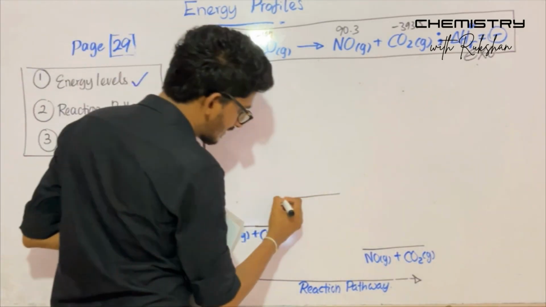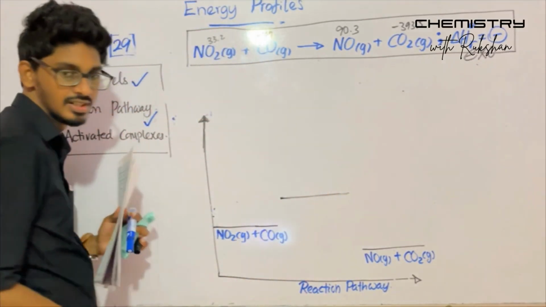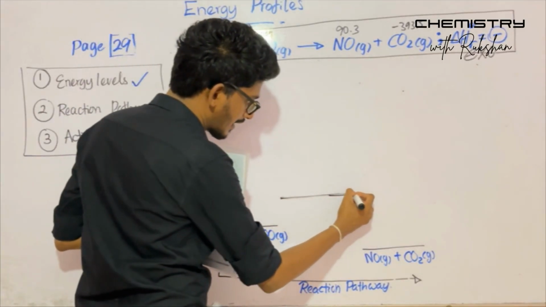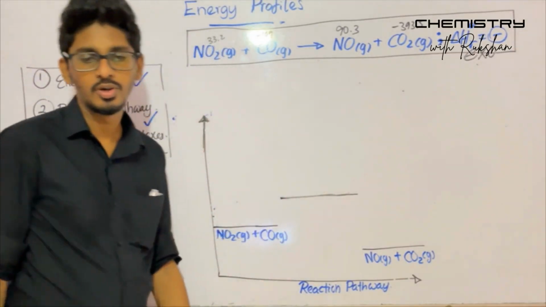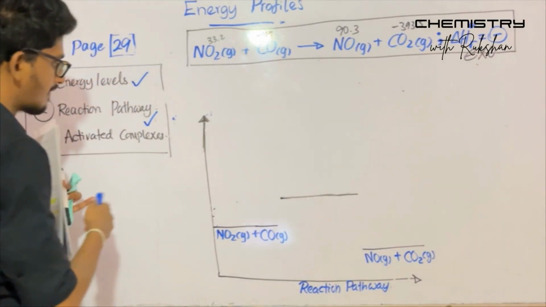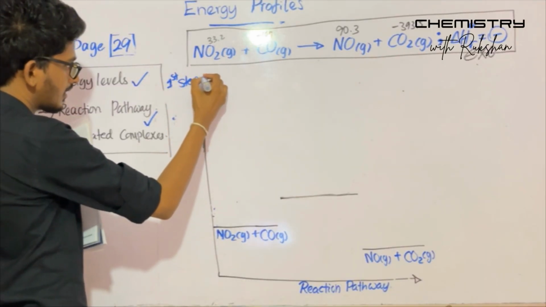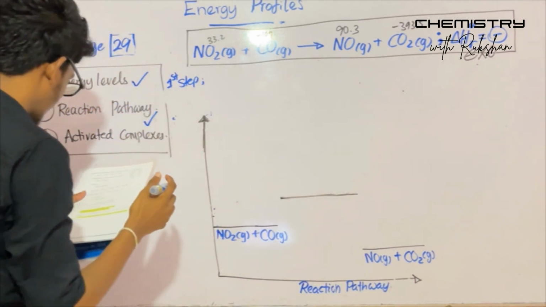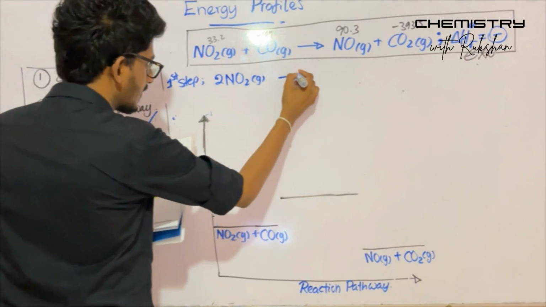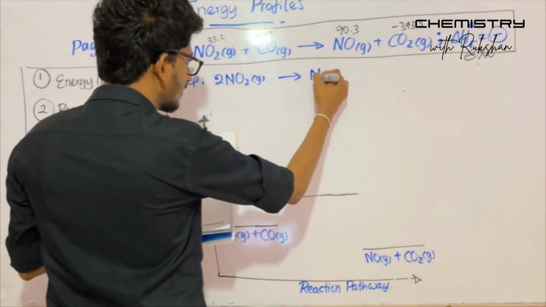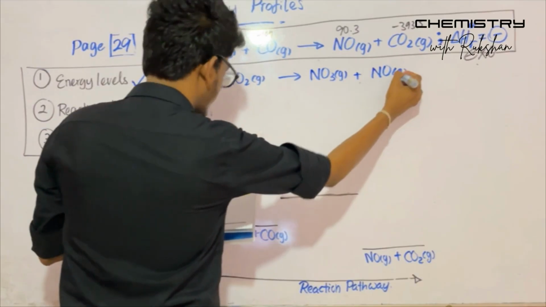Okay, so to come up with this intermediate energy level, to come up with the chemical species at this intermediate energy level, you need to consider the first step of the mechanism. See what it is. The first step of the mechanism says two NO2s. You have two NO2s giving you NO3 gas plus NO gas. That is the first step.